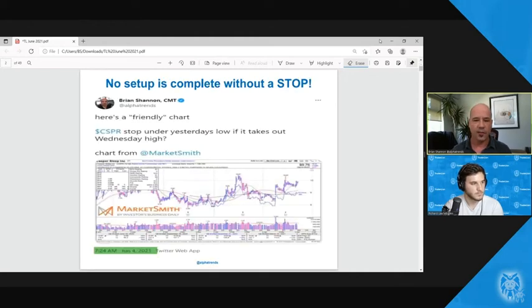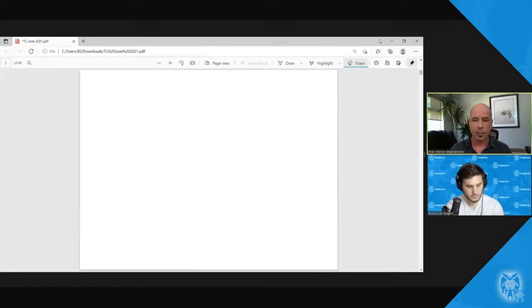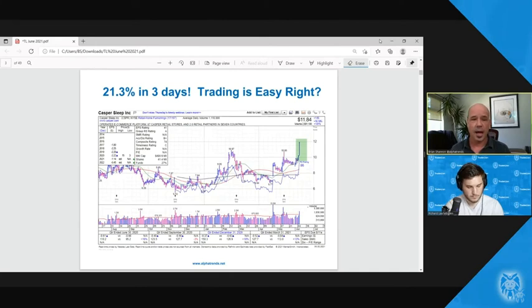If you follow me on Twitter, last Friday I put this chart of Casper Mattresses on, saying it looks good if it can take out yesterday's high, which was about $10 per share, then it looks good with a stop. Every trade has to have a stop. For me, again, I'm a swing trader, so I put my stops pretty tight. 3 days later, the stock was up 21.3%. It doesn't always work like this.